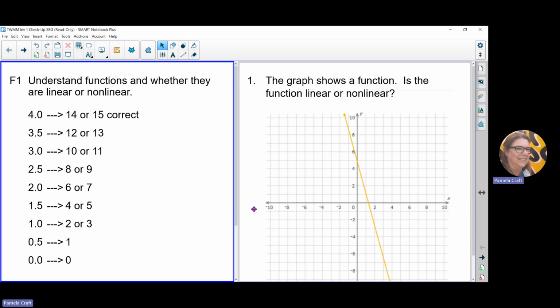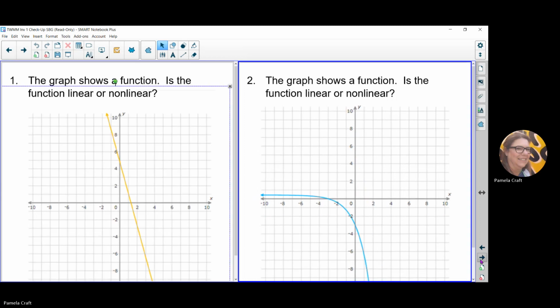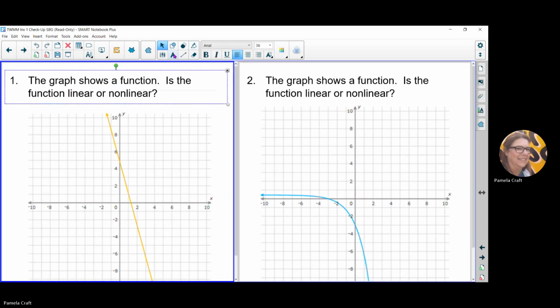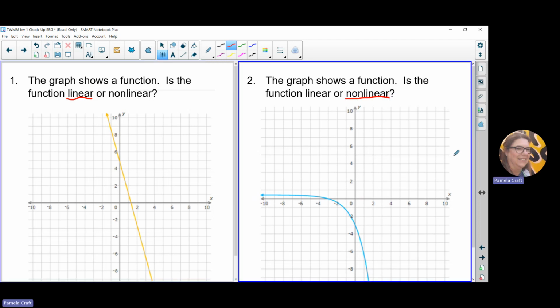So for number 1, it asks, is this graph showing a linear or nonlinear function? And because the line is straight, a perfectly straight line, that is definitely linear. Just going to underline it. In number 2, the function is not straight. That is definitely a curve, which is not straight. Therefore, it is nonlinear.